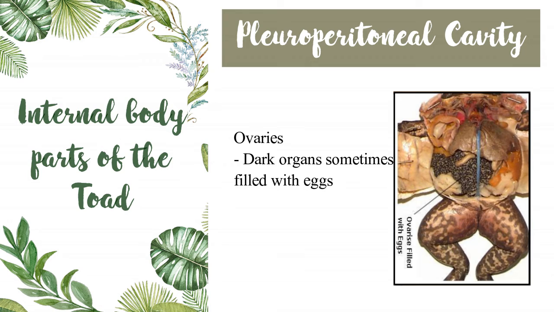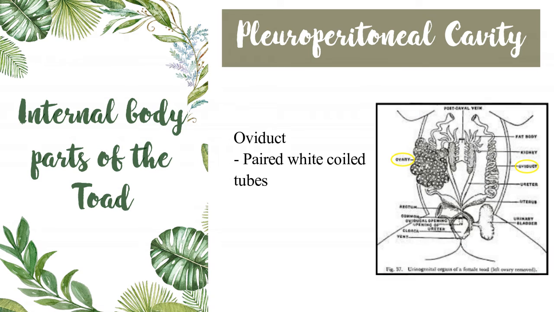When the ovaries are not filled with eggs, they become small, flattened, pale, and irregular-shaped organs. The oviducts are a pair of white coiled tubes that carry eggs to the cloaca of the females. While the oviducts are significant to the females, males on the other hand contain these organs but they give no function.